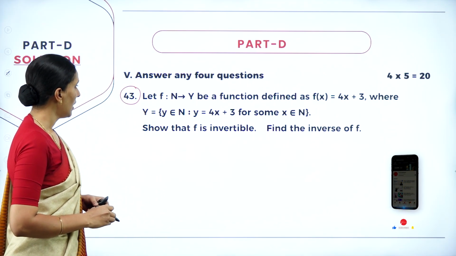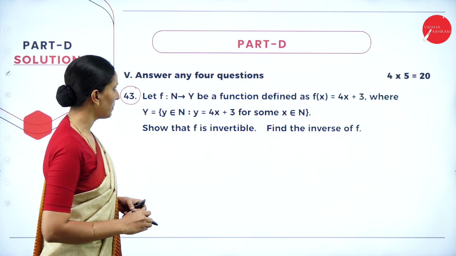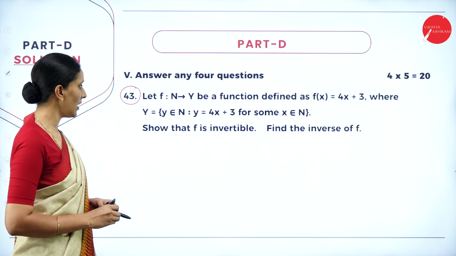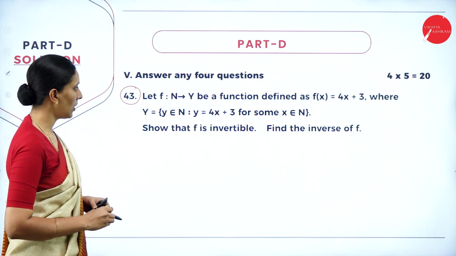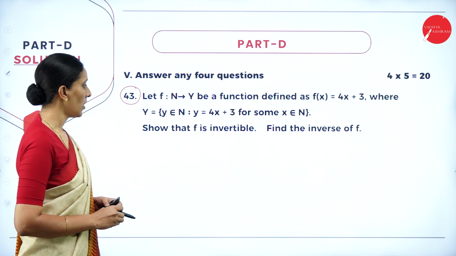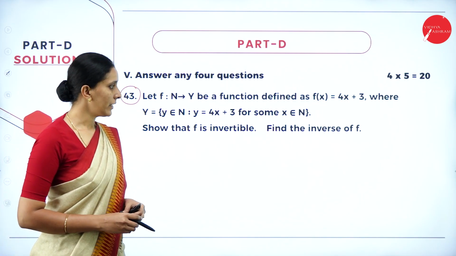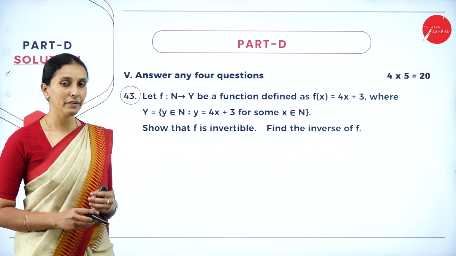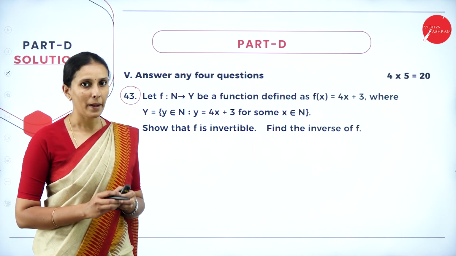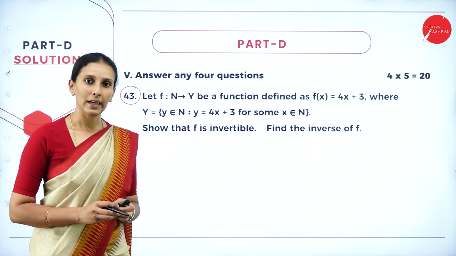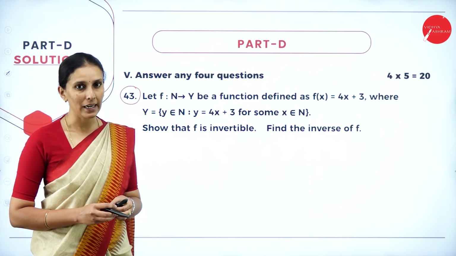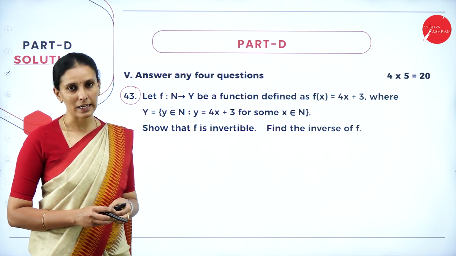So we have here, let f from N to Y be a function defined as f of x is equal to 4x plus 3, where Y equals y belongs to N, y equals 4x plus 3 for some x belongs to N. Show that f is invertible, find the inverse of f. So here we can prove the invertibility of a function by two methods. One is by the method of bijective function and the other is with the help of composition of functions, that is f o g equals identity function and g o f equals identity function.